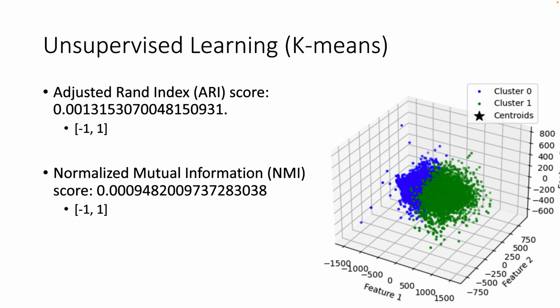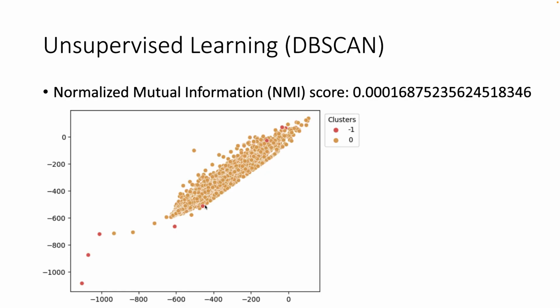Then we use K-means, which is one of the supervised learning models, to separate the data into two clusters, the blue one and the green one. And we measure the accuracy by two techniques. They all point to the same result, which is our model is a little bit better than guessing. Then we also use DBSCAN. Here is the visualization, and our score is still a little bit better than guessing.